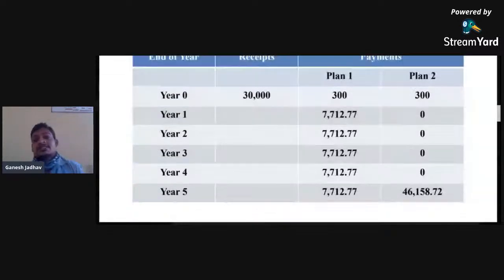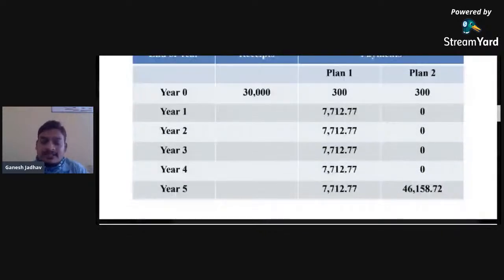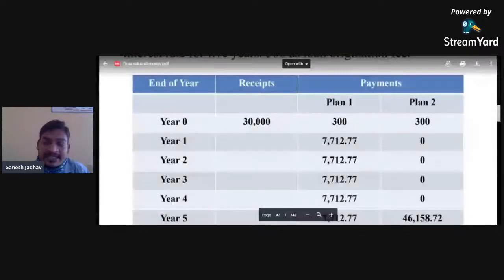So the end year, okay, the end year. So what type of the amount? So you are required to take the amount. So end of the year, receipt and the payment. Okay, so the first year. Okay, so this is the educational loan. Okay, and the 9% is the particular interest. Okay, interest rate is the 9% per annum.